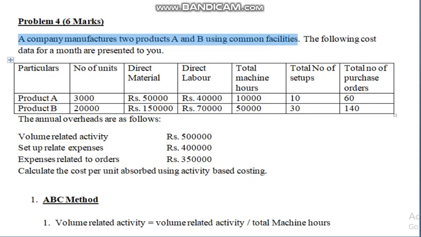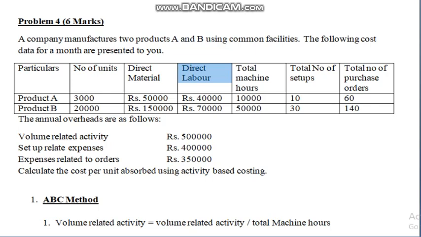So the details are, they are manufacturing two products, product A and product B, and this is the number of units. Under product A they're manufacturing 3000 units, under product B they're manufacturing 20,000 units, and this is the direct material and direct labor cost incurred to produce product A and product B. Next, total machine hours, total number of setups and total number of purchase orders were given. After that they have given the overhead cost.